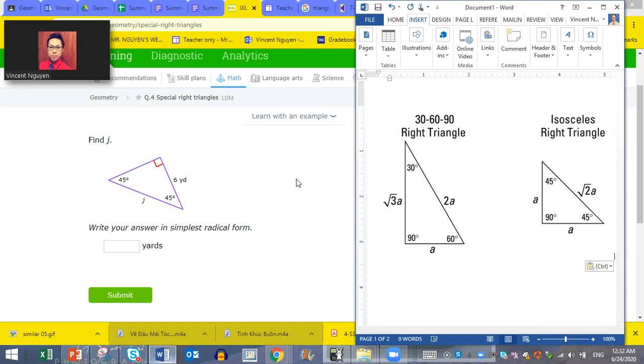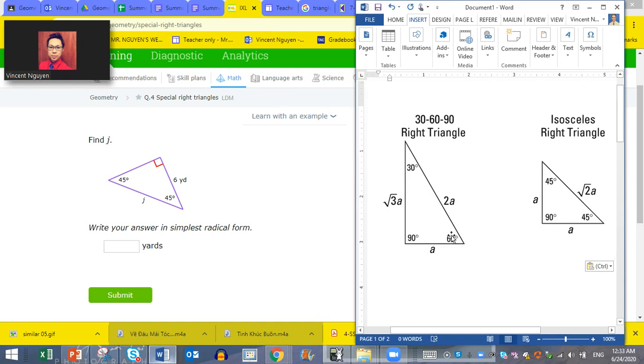The first one is 30, 60, 90, where the angles are always 30 degrees, 60 degrees, and 90 degrees. And they always follow this pattern. The short leg, which is right across from the 30-degree angle, is labeled A. Whatever unit it is, whatever measurement it is, it's always A. And then the hypotenuse, which is right across from the right angle, is double of that, which is 2A.